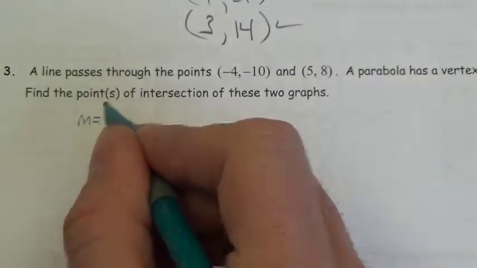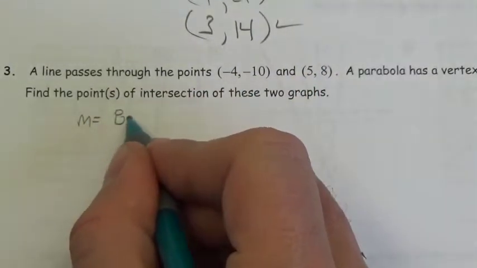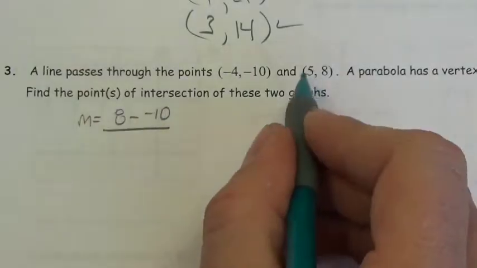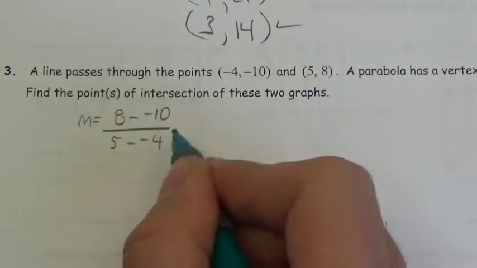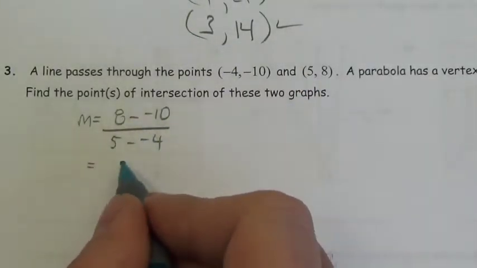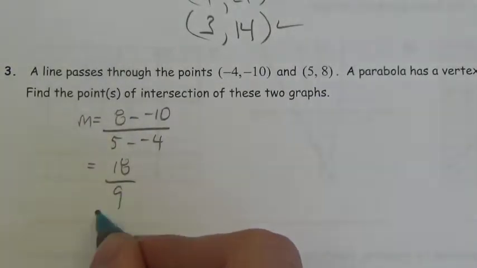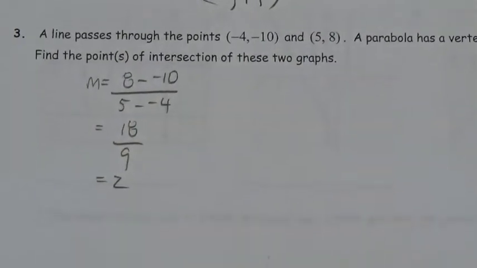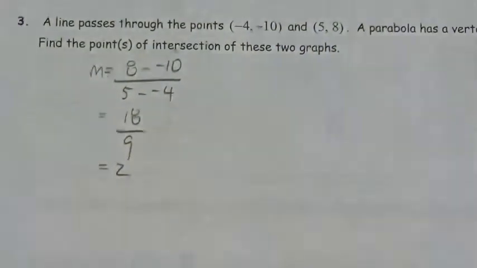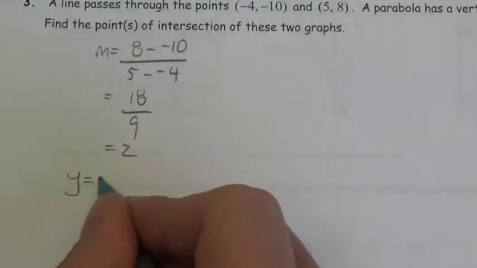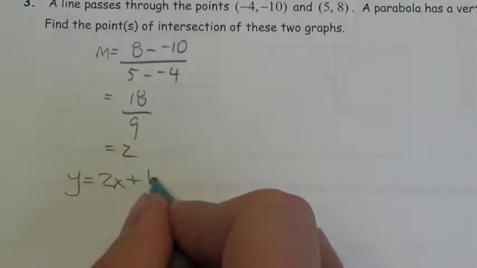I've got to get the slope of that line. So y2 minus y1 over x2 minus x1. So 8 minus negative 10 is going to be 18. 5 minus negative 4 is going to be 9. The slope is going to equal 2. Now, I know that that means my equation is going to be y equals 2x plus b.